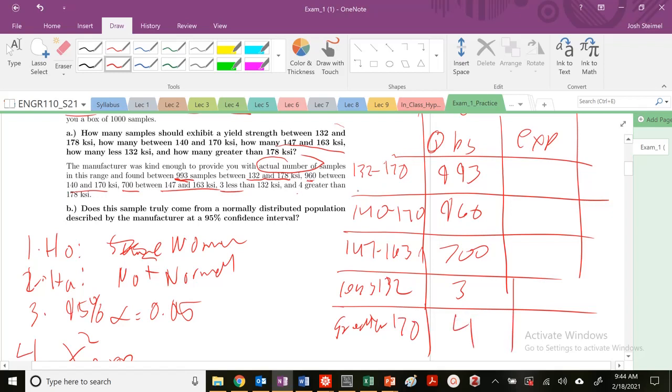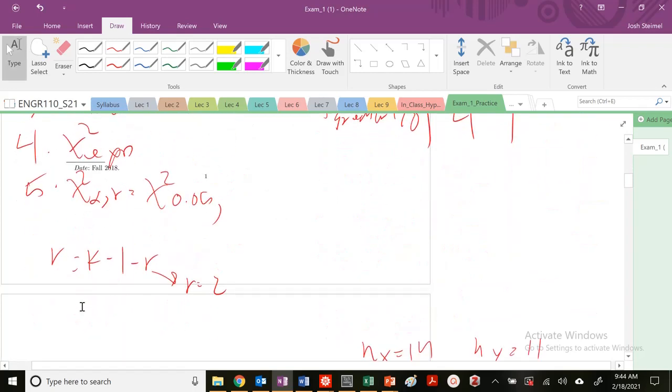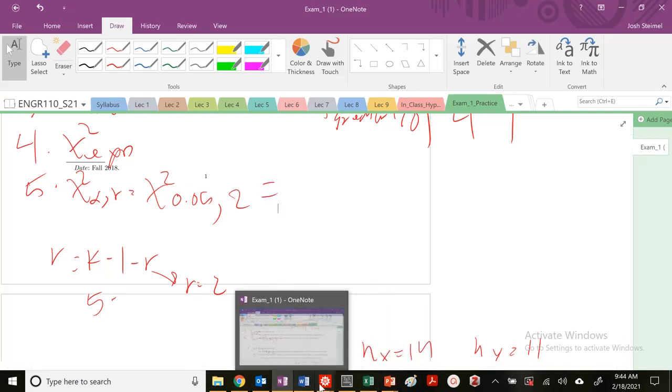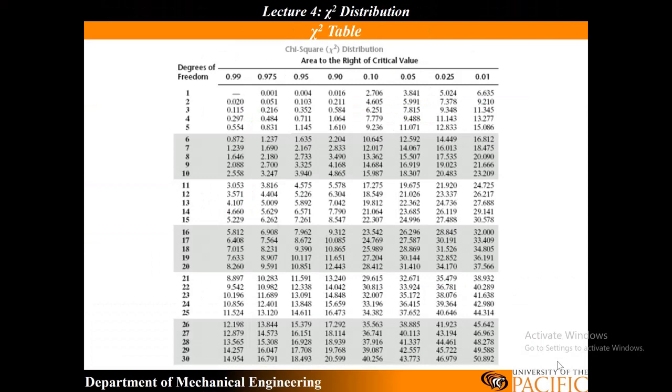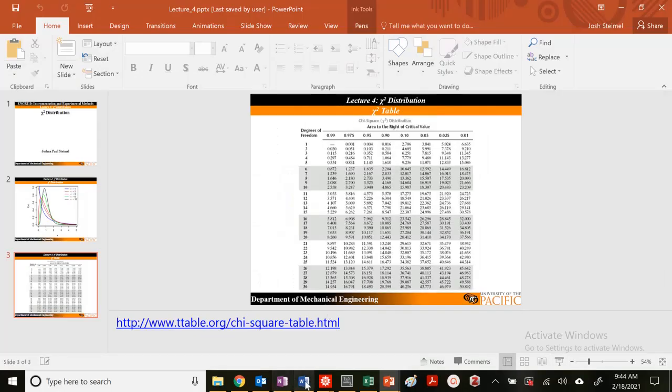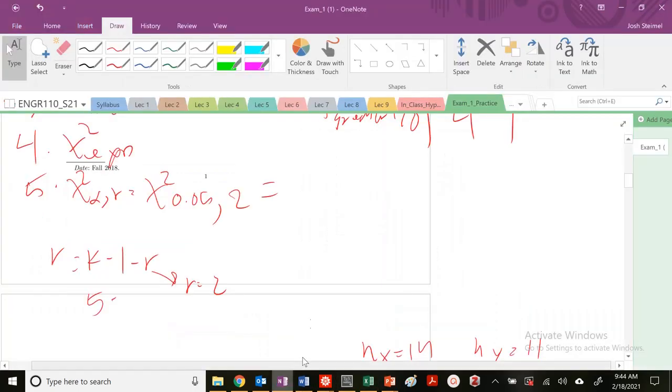So how many outcomes or variables do I have? 1, 2, 3, 4, 5. So my k is equal to 5. 5 minus 1 minus 2 is going to be equal to 2. So let's go ahead and find that chi-squared value here. Again, we're only using the alpha because we can never have a two-tailed test for chi-squared. So chi-squared 0.05 with 2 degrees of freedom is 5.991. So that's equal to 5.991.